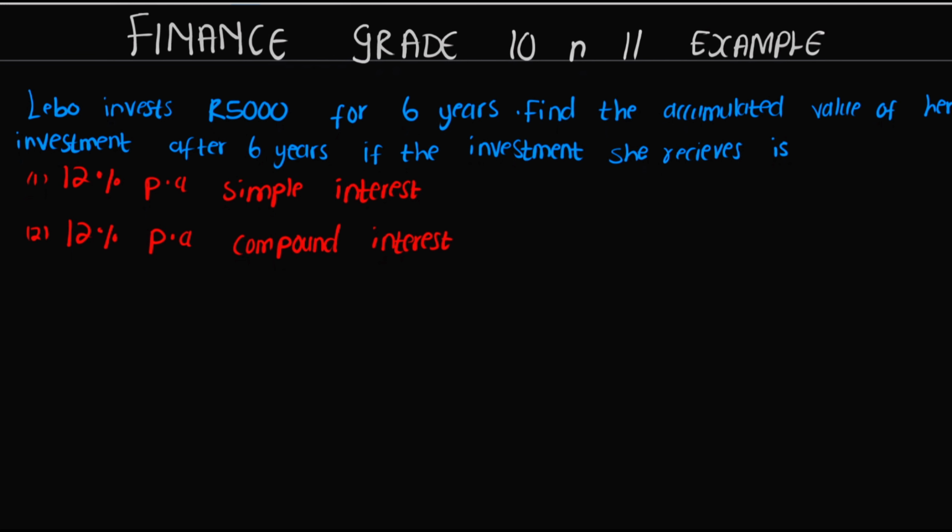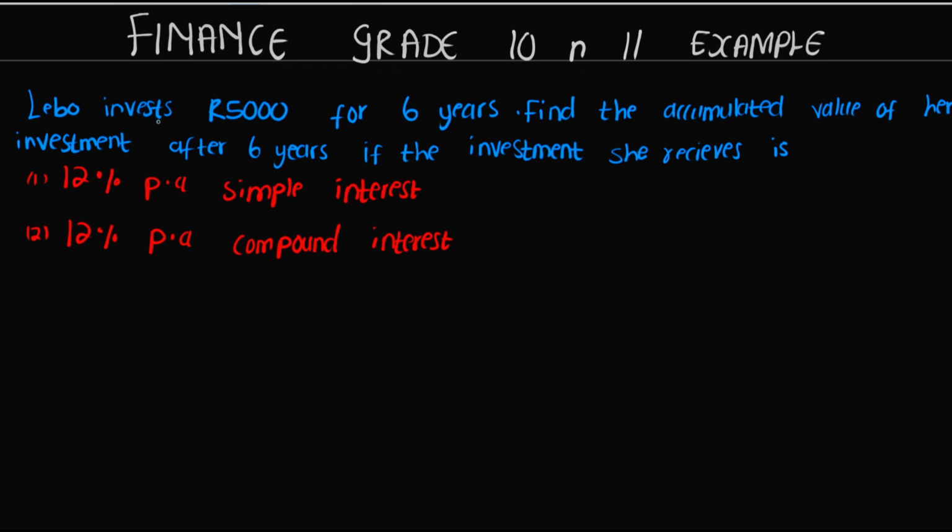Okay, so this example states that Lebo invests 5,000 for 6 years. Find the accumulated value of her investment after 6 years if the investment she receives is number one, 12% per annum simple interest. So let's start with that. We're going to underline important words first, and then I'm going to show you guys how to actually insert certain values in your formula.